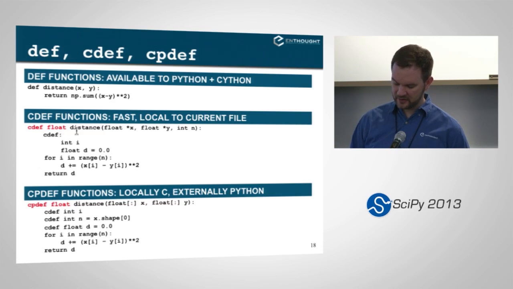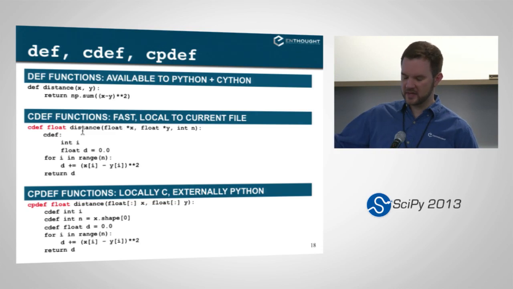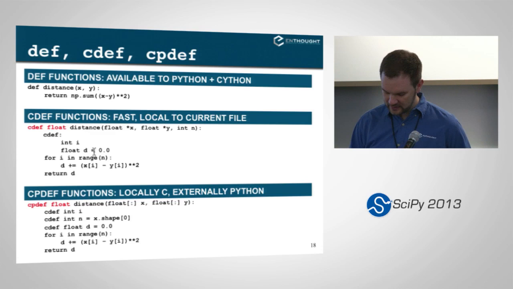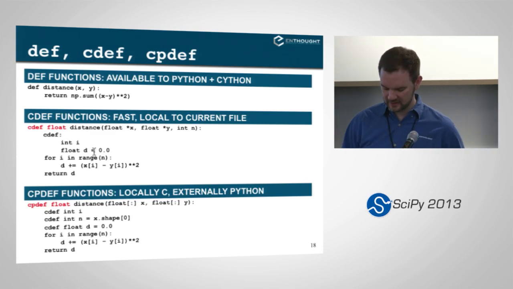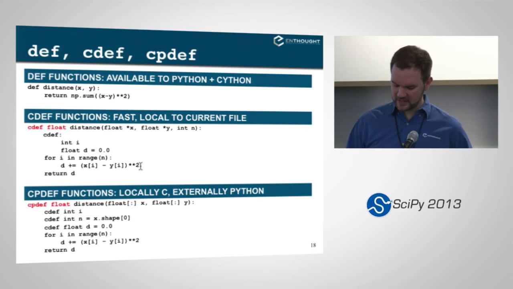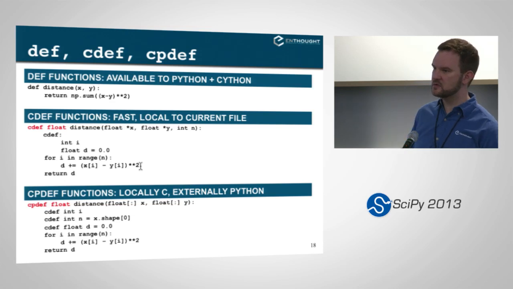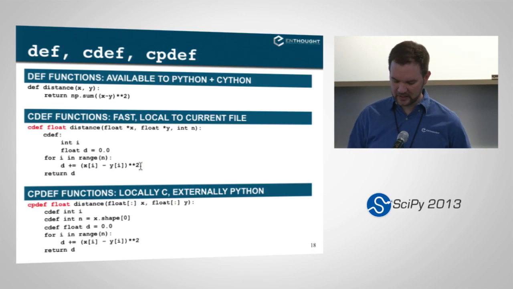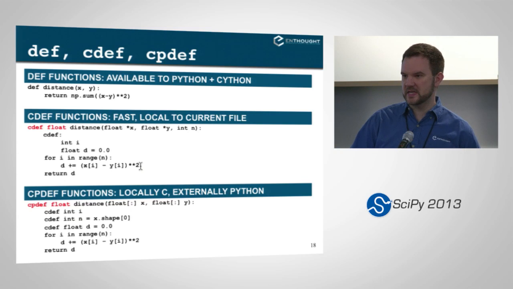This is our cdef float distance. Again, this is not available to external Python code. This is only available to Cython code inside of this source file, or inside of the IPython cell that you happen to be defining this in. Down here is a cpdef function. cpdef is a new Cython keyword, and it's designed to essentially get around this limitation that cdef functions are only visible inside of the source file that you defined them in.